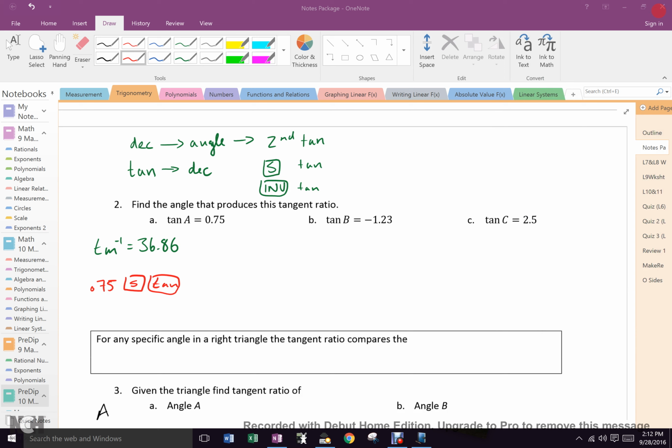Do tan⁻¹ of C first. What's the answer? 68.8 degrees. Okay, 68.1. Everybody cool? Now, what happens when you hit tan⁻¹ of B?